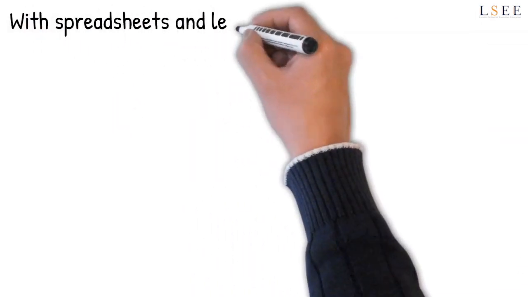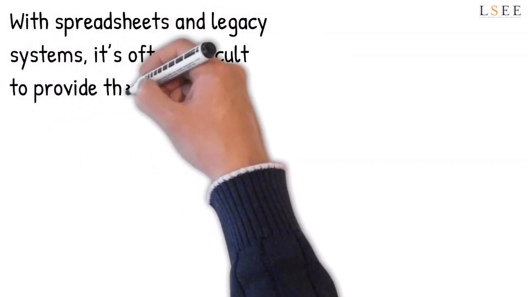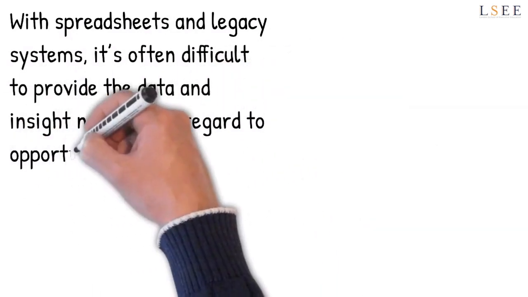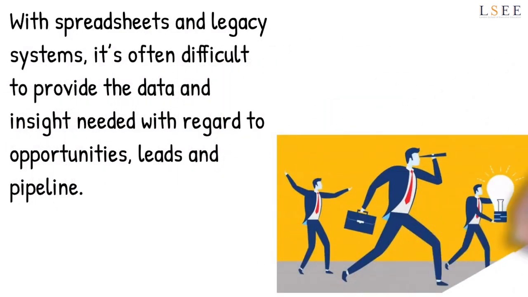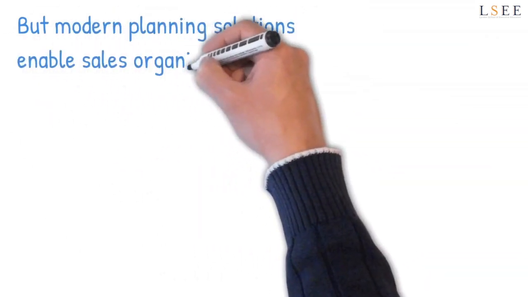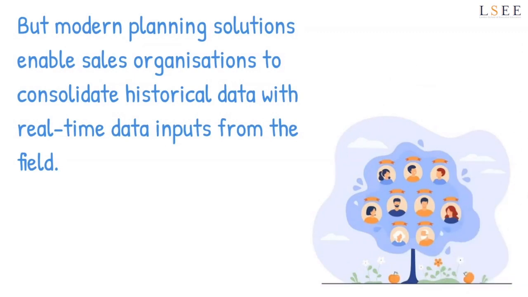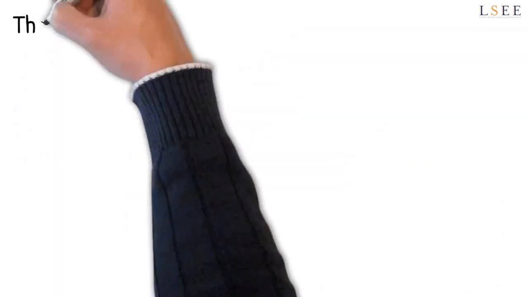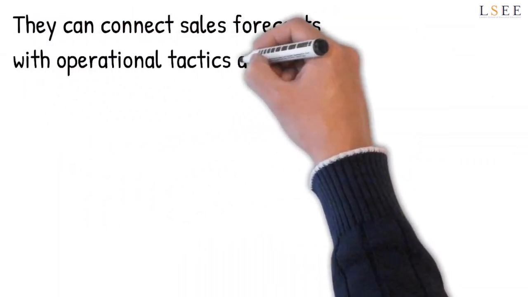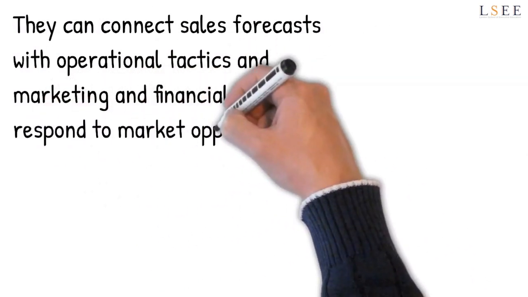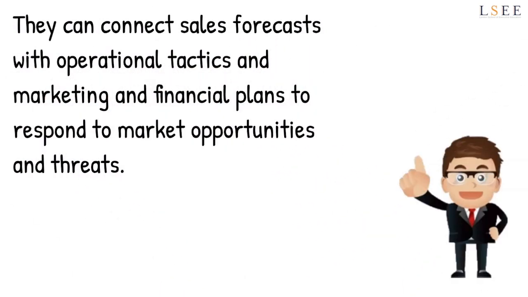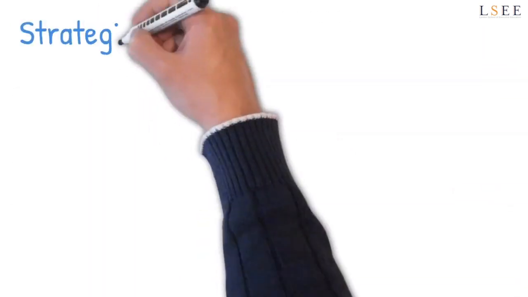With spreadsheets and legacy systems, it's often difficult to provide the data and insight needed with regard to opportunities, leads, and pipeline. But modern planning solutions enable sales organizations to consolidate historical data with real-time data inputs from the field. They can connect sales forecasts with operational tactics and marketing and financial plans to respond to market opportunities and threats.